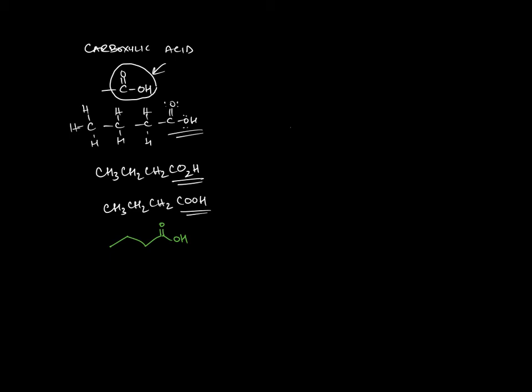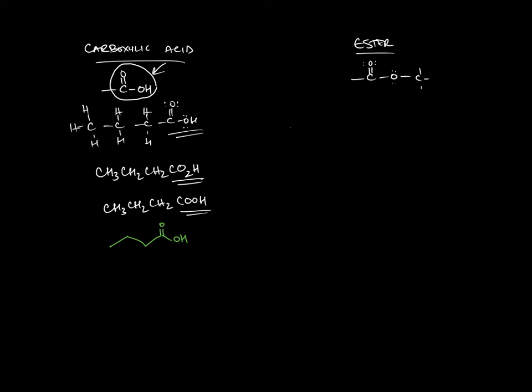All right, the next one is an ester. An ester, which is different from an ether. An ester is a C double bond O and then an O, but instead of having an H at the end, it moves on to some other carbon over here.